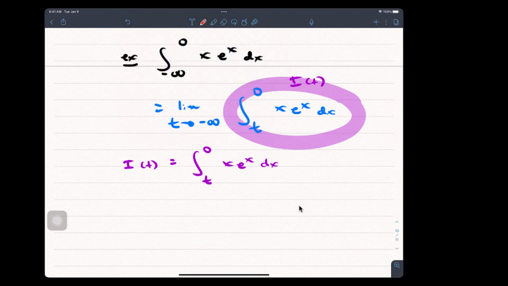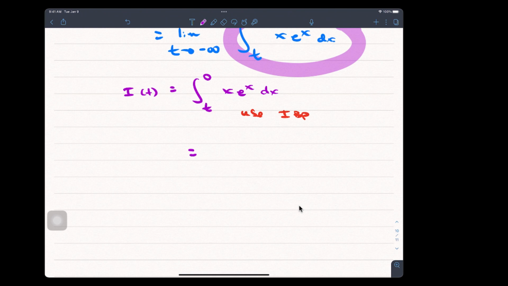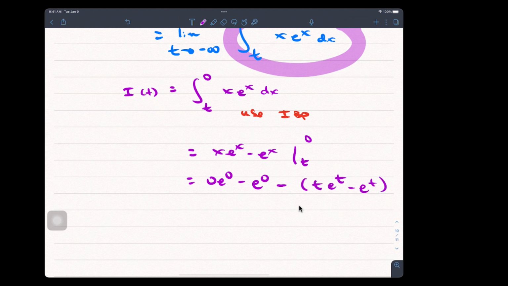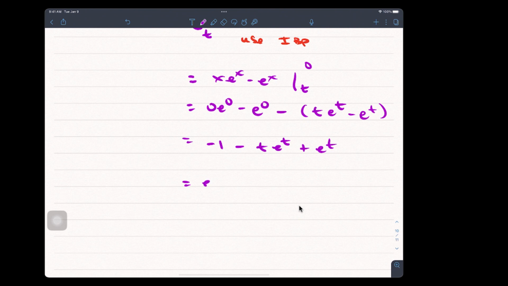What do you guys use now? Integration by parts. And then if you actually have memorized some of the integrals, is that okay? What is that going to be, right? You guys remember that? Isn't that x e to the x minus e to the x, from t to 0. So it's 0 times e to the 0 minus e to the 0, minus t e to the t minus e to the t. So this is negative 1 minus t e to the t plus e to the t. So I'm going to rewrite that. That's I of t is going to be e to the t minus t e to the t minus 1.